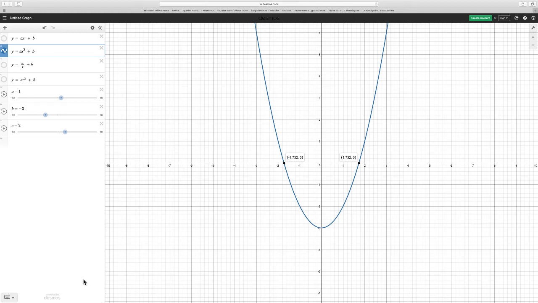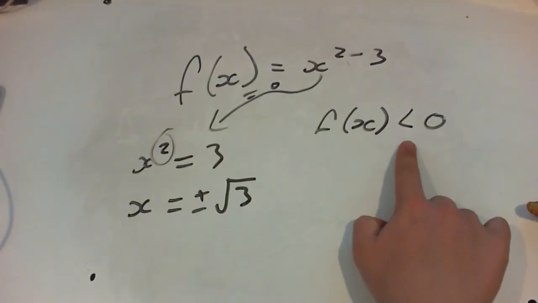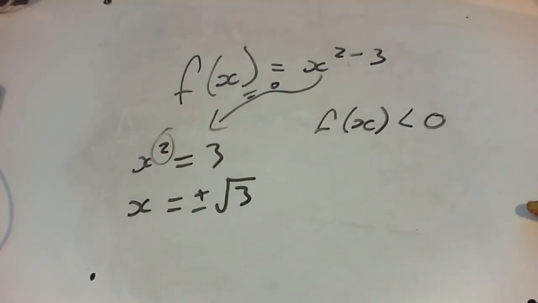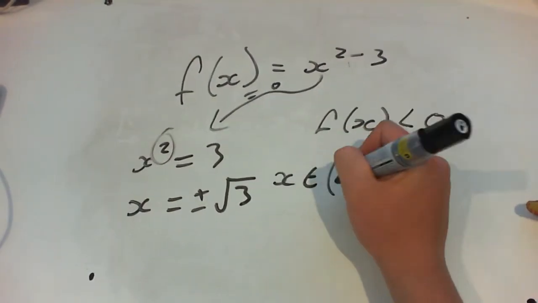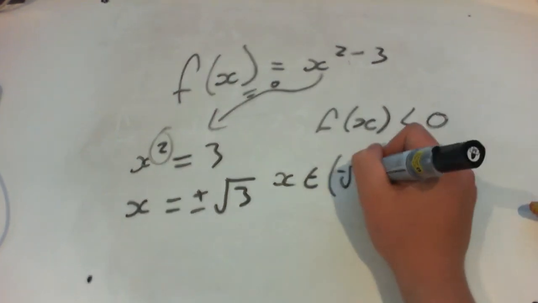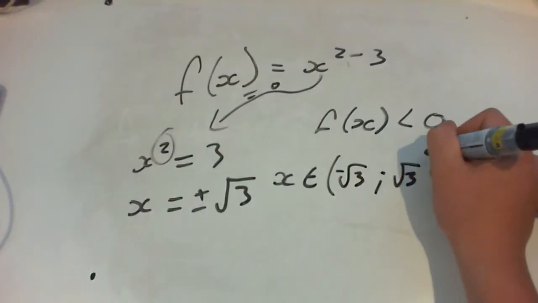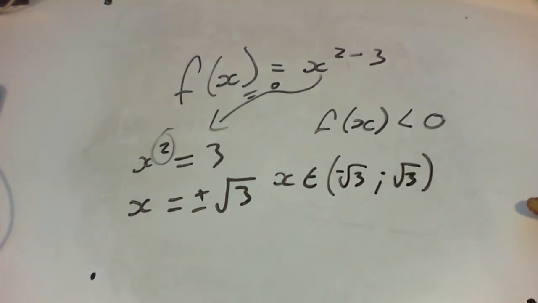And then we can just write it here, and it's not including any one of them because over here we're not including. So what we get is that x is an element from not including negative square root of 3 to not including positive square root of 3. And that's the answer.